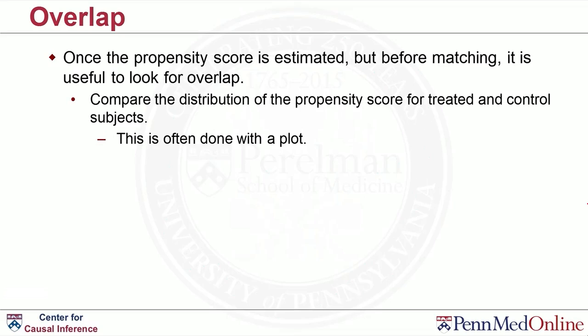So once we've estimated the propensity score, but before we actually carry out matching, one of the things that people typically do is look for overlap in the propensity score distribution. What we mean by this is comparing the distribution of the propensity scores for treated and control subjects. And we basically want to look for overlap between these distributions. So we're interested in whether all of the subjects had at least some non-zero or some positive probability of receiving either treatment. And this is typically done with a plot.